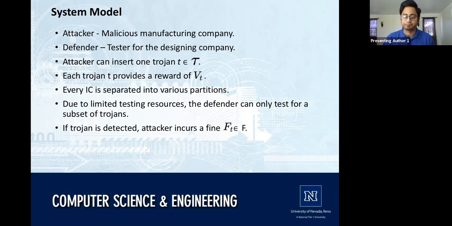For the defender side, due to having limited testing resources, the defender can only test for a subset of Trojans, not all the Trojans. Now, if a Trojan is detected by the defender, the attacker incurs the attacker's fine, basically meaning that for playing that certain Trojan, they incur a fine. And the magnitude of this attacker fine can be very vast. If it's a low-risk Trojan that was caught, then it could be a monetary fine. If it's a very high-risk Trojan that was caught, it could even lead to termination of contract between the manufacturing company and the designing company.